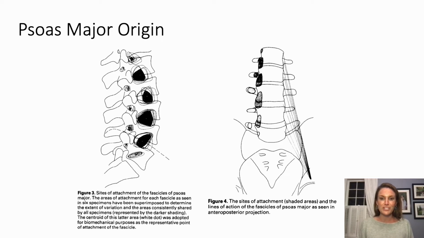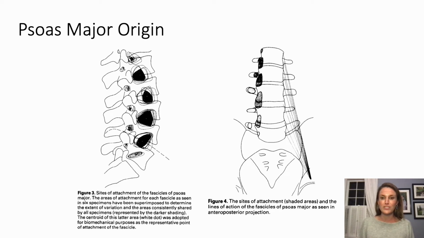So the psoas originates from the anterior aspect of the transverse processes of L1 to L5, as well as the anterior medial aspect of the lumbar discs and their corresponding vertebral bodies, except for L5-S1. So this is super essential because obviously it's so closely linked to the lumbar spine.